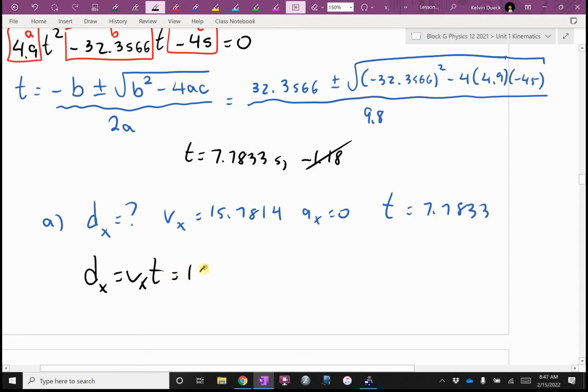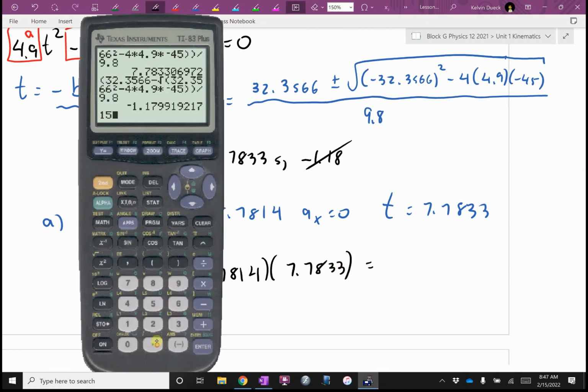So it's going to be 15.7814 times 7.7833, no squareds or anything. 15.7814 times answer button. Oh, I got the wrong answer. That was dumb. That's because I had the wrong value, because I found the negative one. You'll have to use the 7.7833.